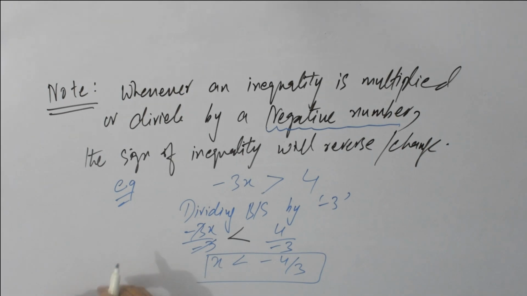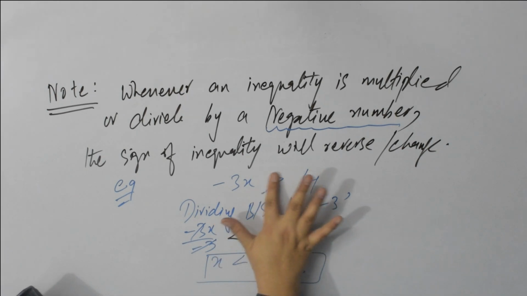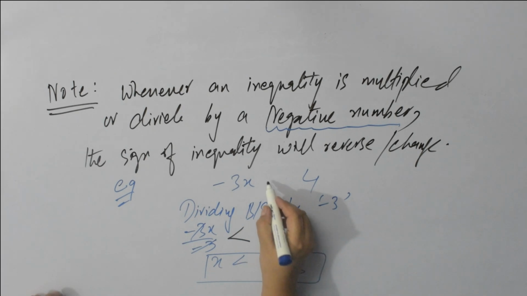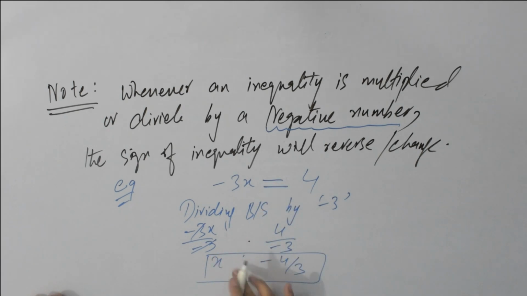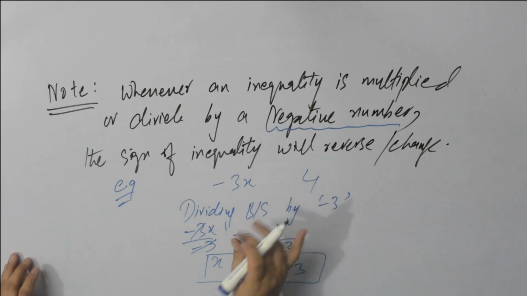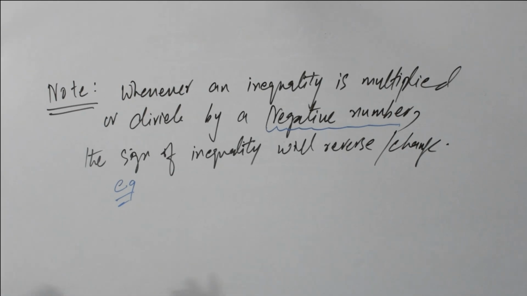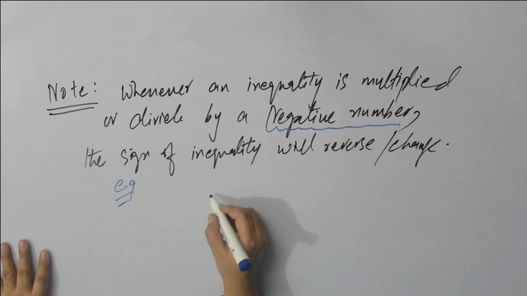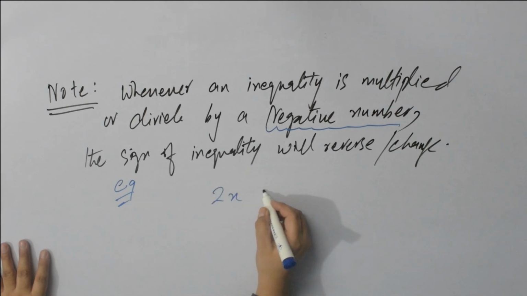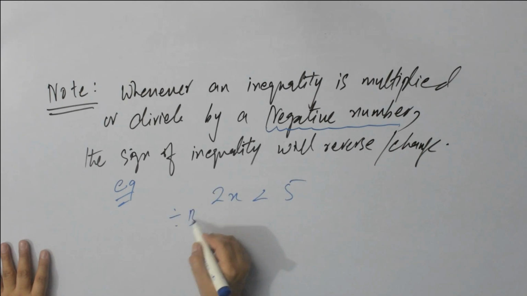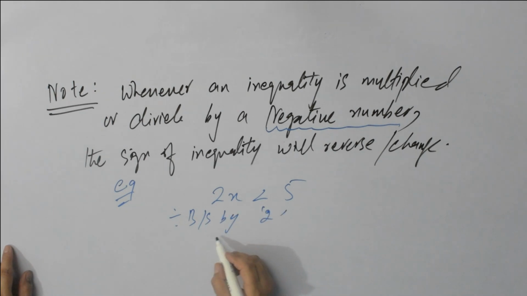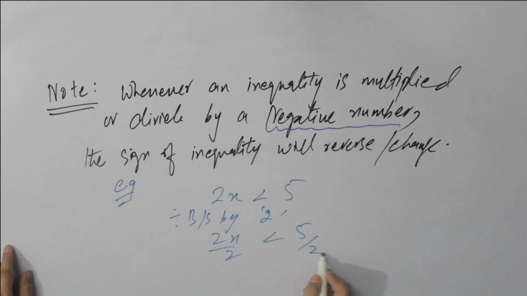You know, in equations, if it is a simple equation, there is no change on this equation, but if this is an inequality, it will change. And one more thing, in this second example, if I divide by a positive number, there is no change. Let's suppose I have 2x is less than 5, dividing both sides by 2, so 2x by 2, 5 by 2, and x is less than 5 by 2.